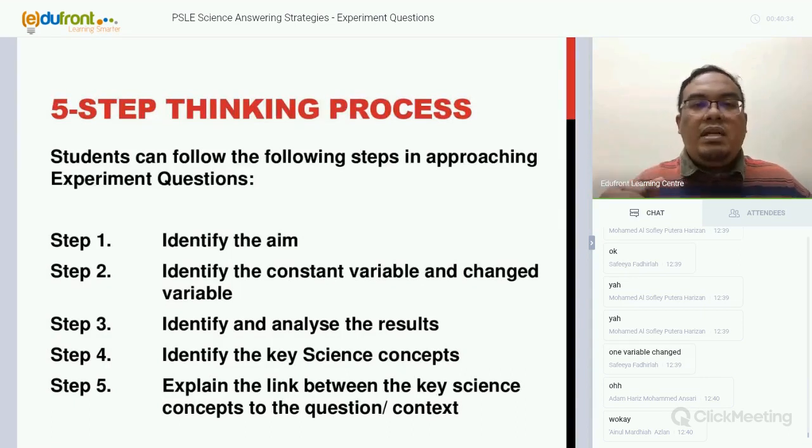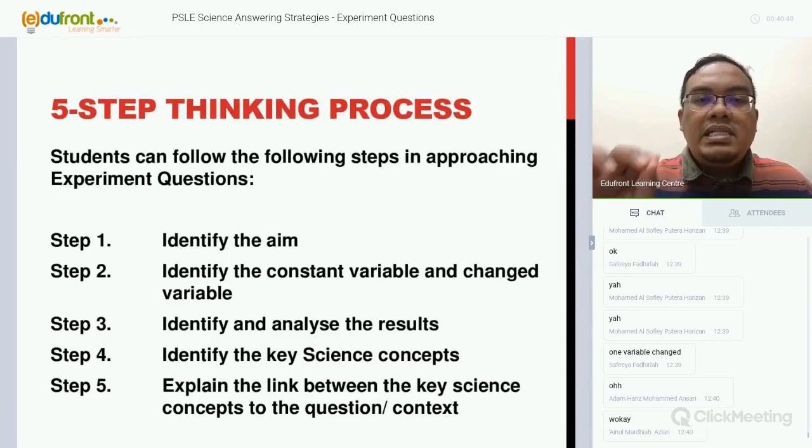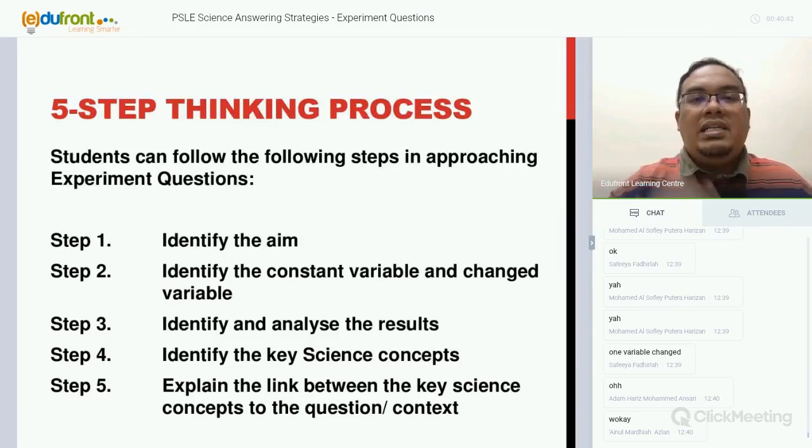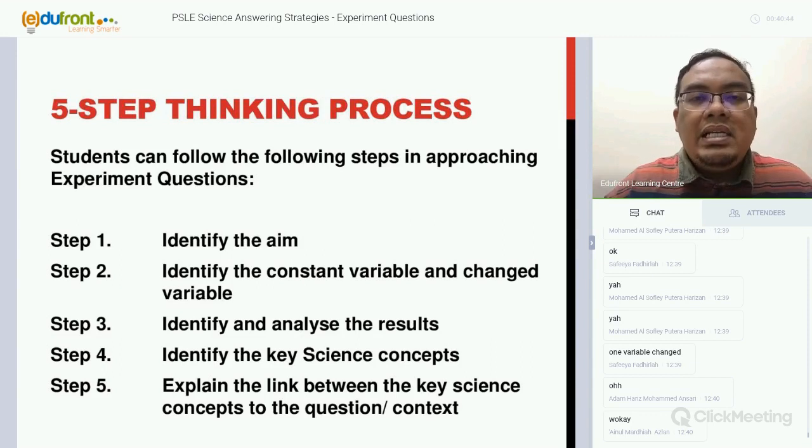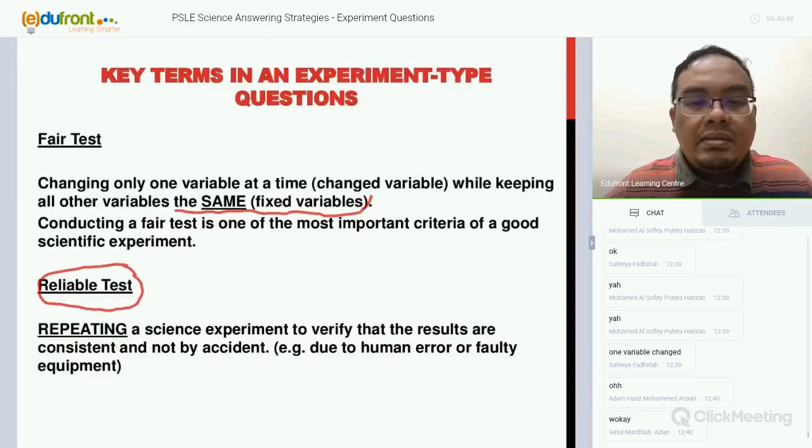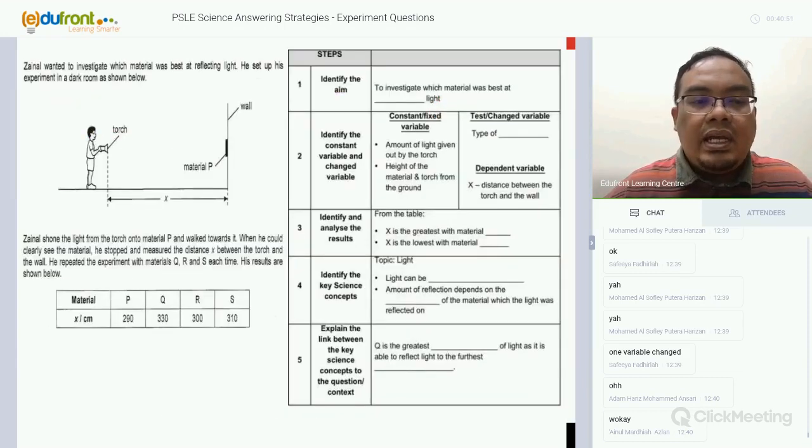So step number 3, zoom into the result of the experiment. Not only do you identify, you must be able to analyze. Now, what do I mean by analyze? Let me show you one example. Okay, now let's take a look at this question. This is an example of the result of an experiment. Now, how do we analyze it?